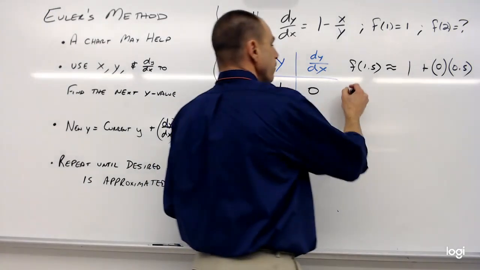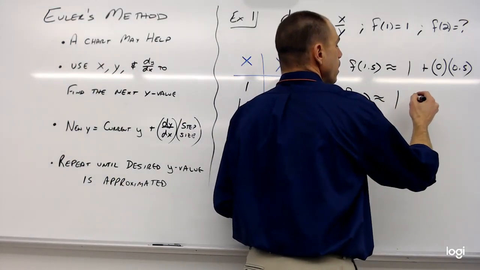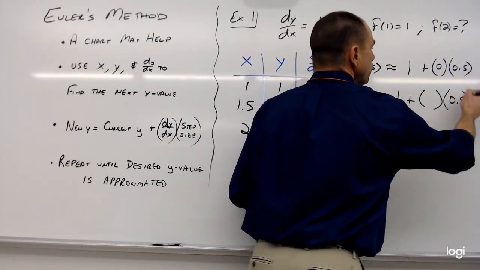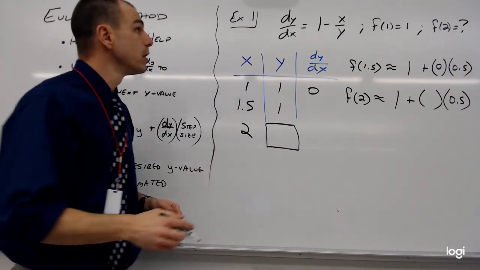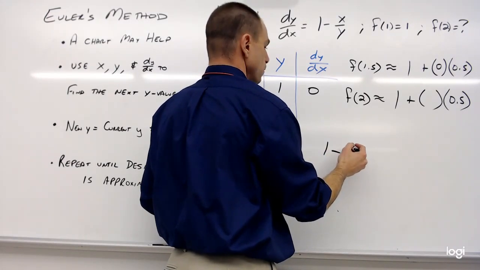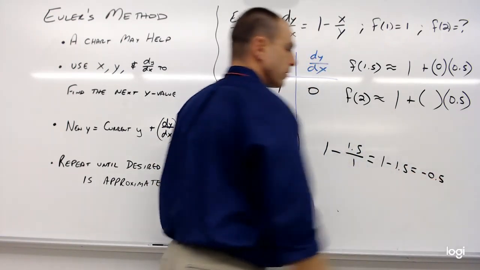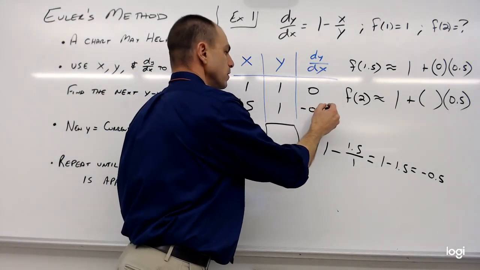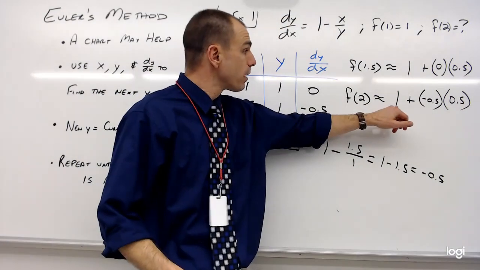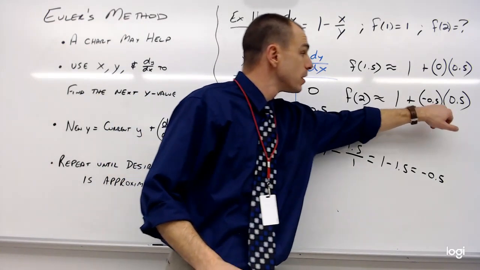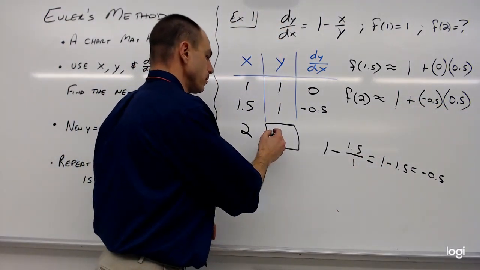So we do this all over again. f(2) is approximately equal to f(1.5), which we know is 1, plus our step size, which once again is a half, times the derivative's value when x is 1.5 and y is 1. So we go back up here: 1 minus x is 1.5 and y is 1. So 1 minus 1.5, which is obviously negative a half. That negative a half is right here and right there as well. Therefore, our final y value that we're interested in is 1 plus negative a half times positive a half. So this is negative a quarter. We're going to take away a quarter from 1, which is 0.75.